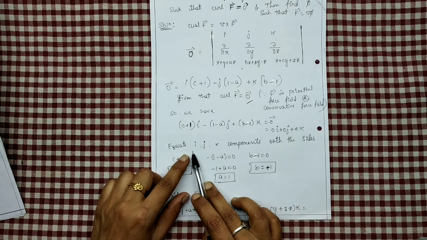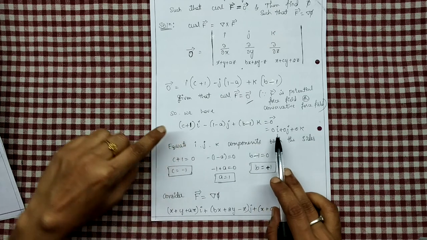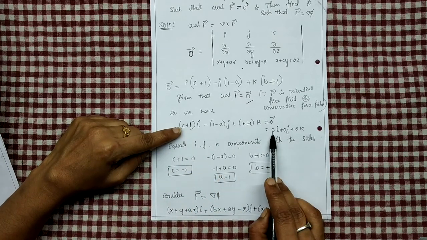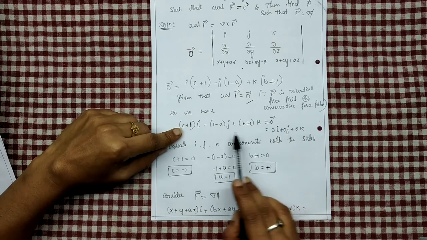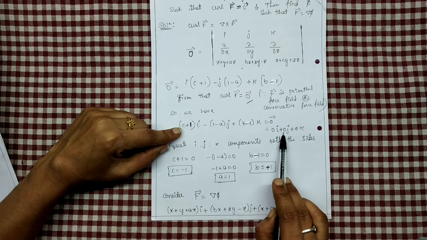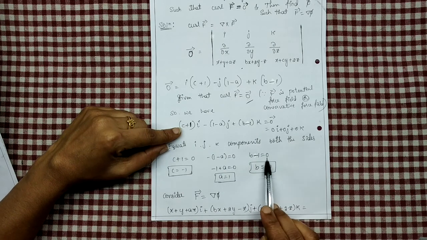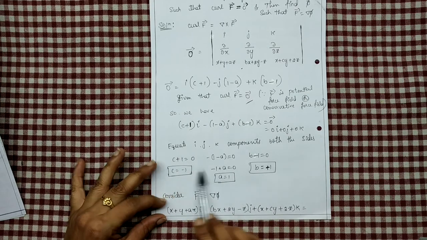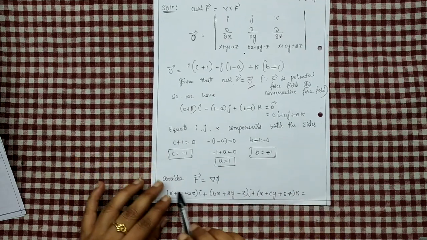Now again equate the components of i, j, k on both sides, in LHS and RHS. See what you will get here. c plus 1 is equal to 0, isn't it? And j component, negative here it is, minus of 1 minus a is equal to 0. And b minus 1 is equal to 0. Now from these three equations you can find the values of a, b, c. It is not a matter for you. You will understand this. Well, now we'll go for the next one.